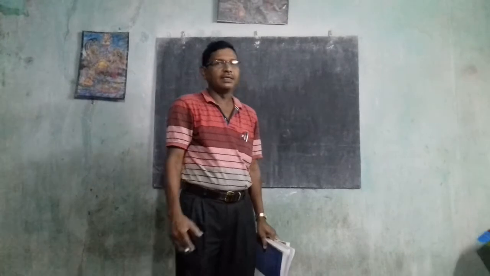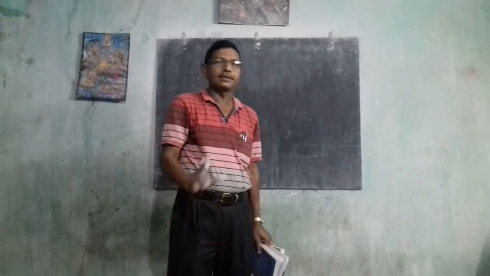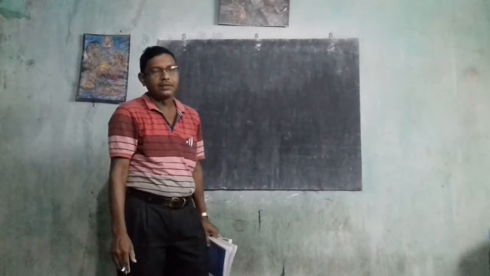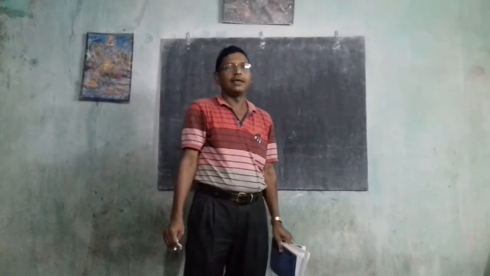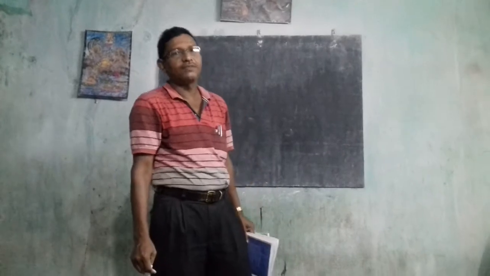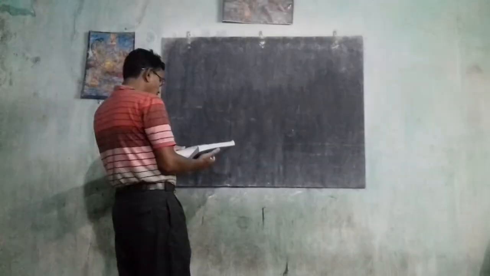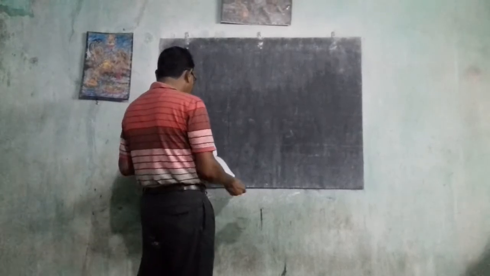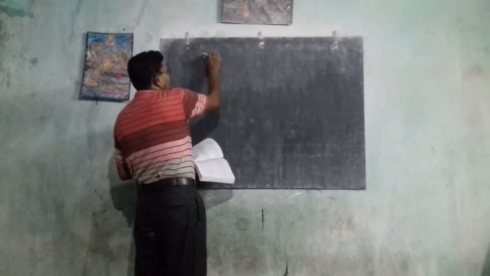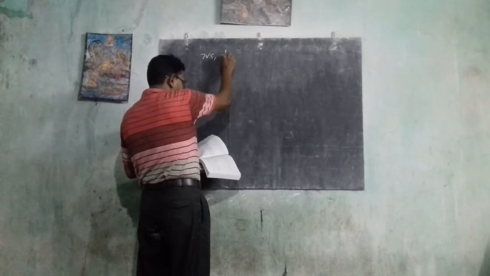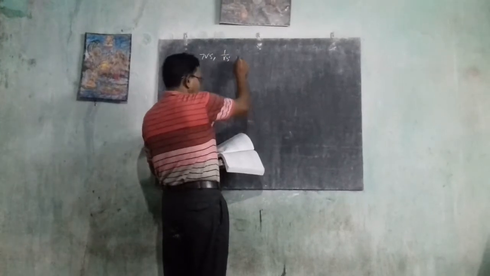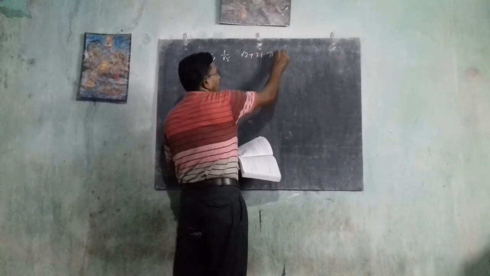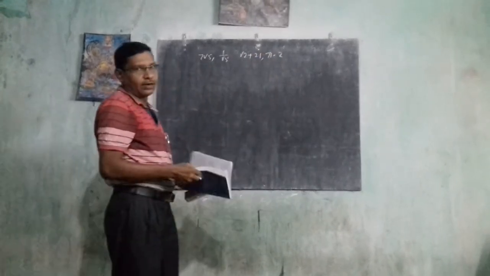Real numbers mean rational numbers and irrational numbers. Rational and irrational numbers, their addition, multiplication, division and subtraction: how can we do them here? Examples of irrational numbers are 7 root 5, 1 by root 5, root 2 plus 1, pi minus 2. These are all irrational numbers.